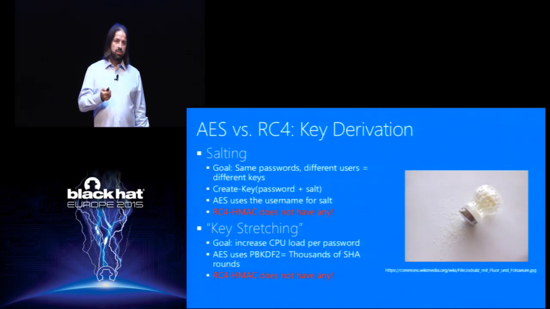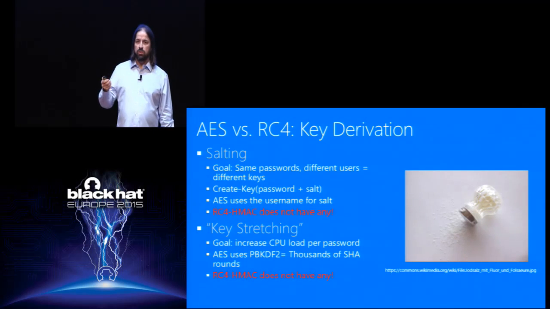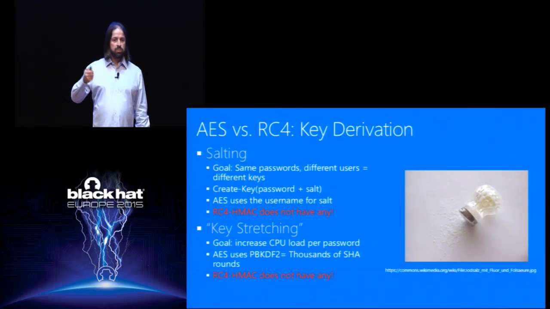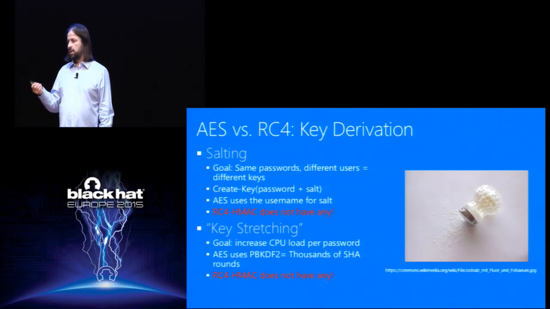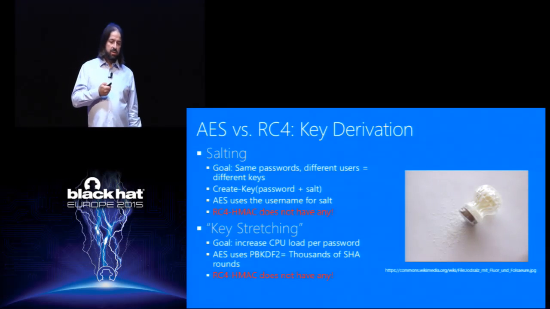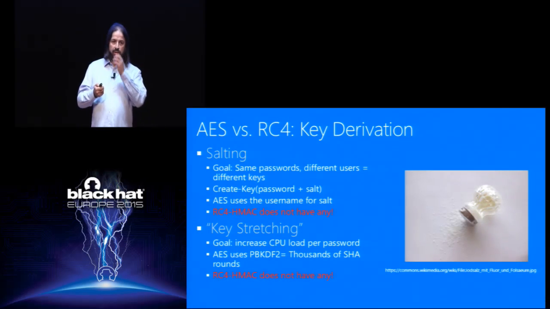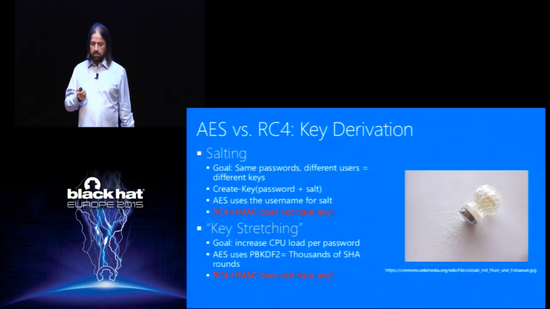One is salting. Its goal is that for two different users, even if their password is the same, the key, the hash, would be different. It's done by appending a salt string to the password while deriving the hash. AES uses the username as a salt, making it unique for each user. RC4, on the other hand, doesn't use any salting.